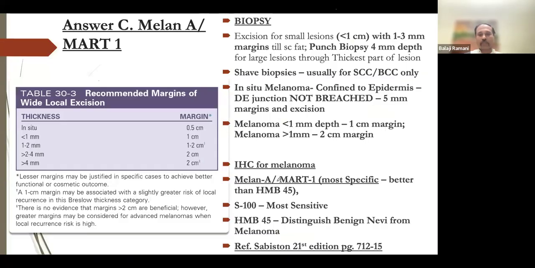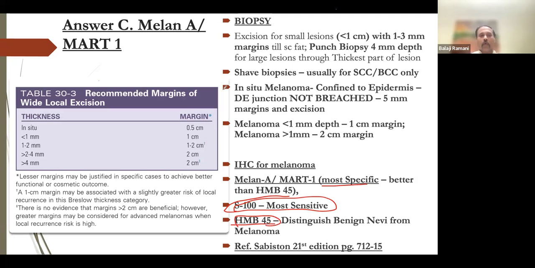Okay, so if you look at the IHCs for melanoma, melan-A or MART1 is the most specific. Previously, they considered HMB45, but now it is melan-A or MART1, very clear. Most specific is melan-A or MART1. Most sensitive is S100. We were discussing this when we were discussing Paget's disease, to differentiate between Paget's and melanoma. HMB45, on the other hand, can distinguish a benign nevus from a melanoma. HMB45 is likely positive in a melanoma, but never in a benign nevus. So that differentiation can be done with your HMB45.